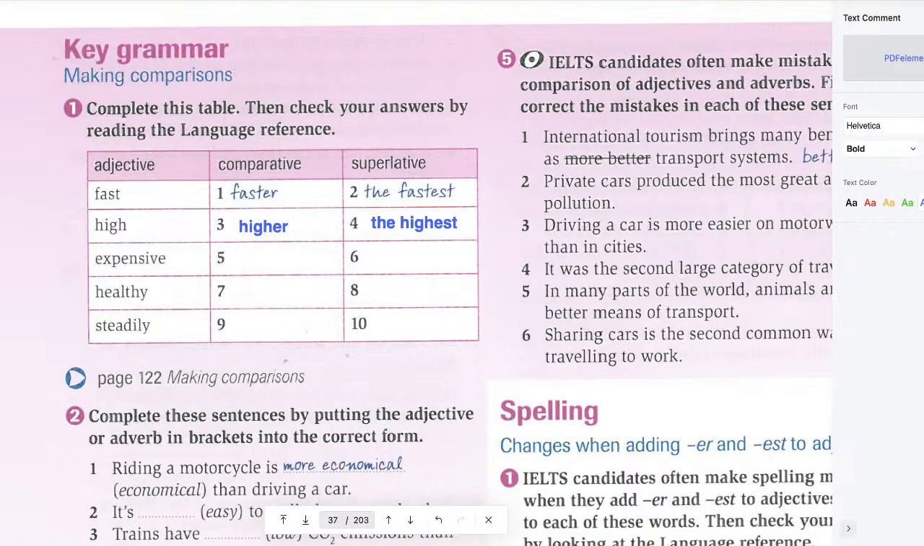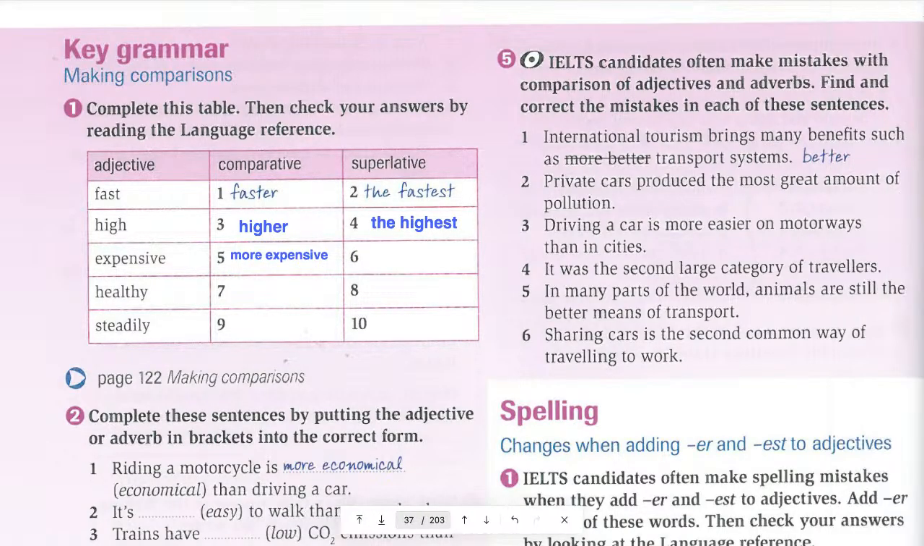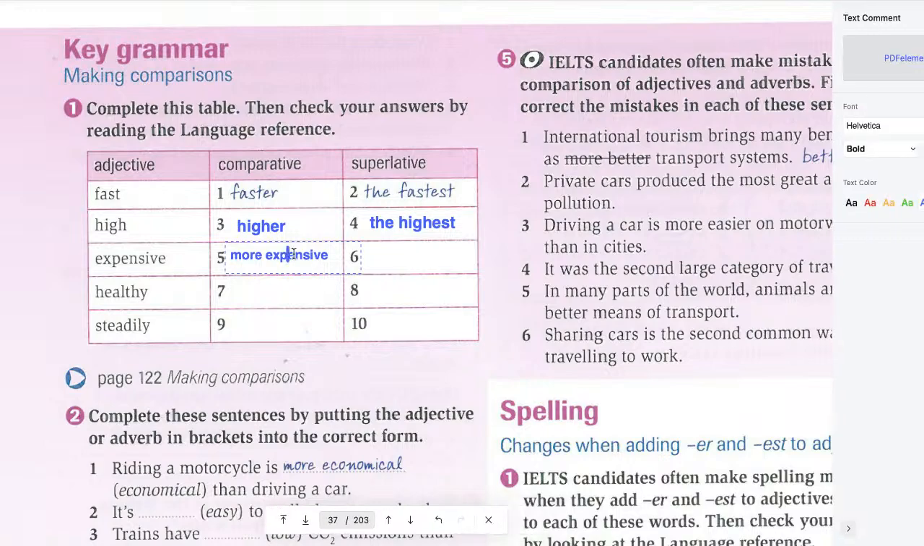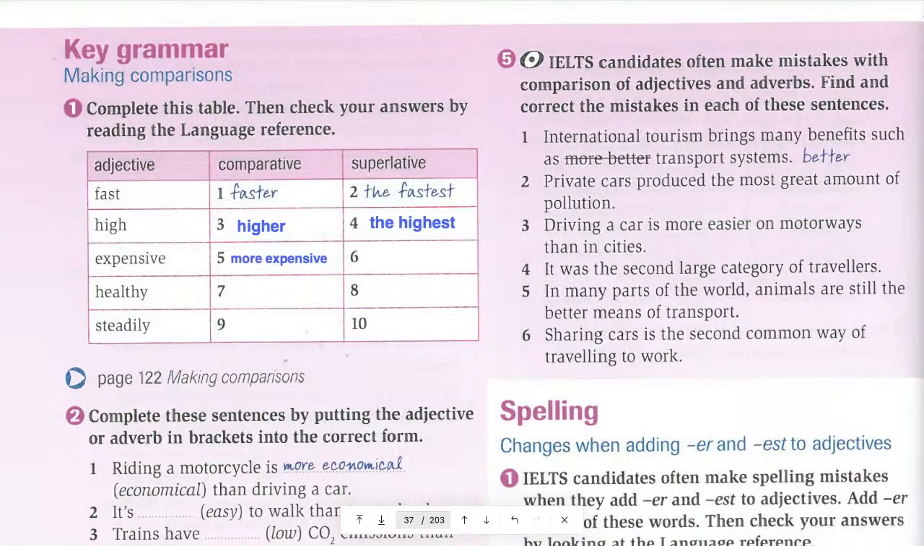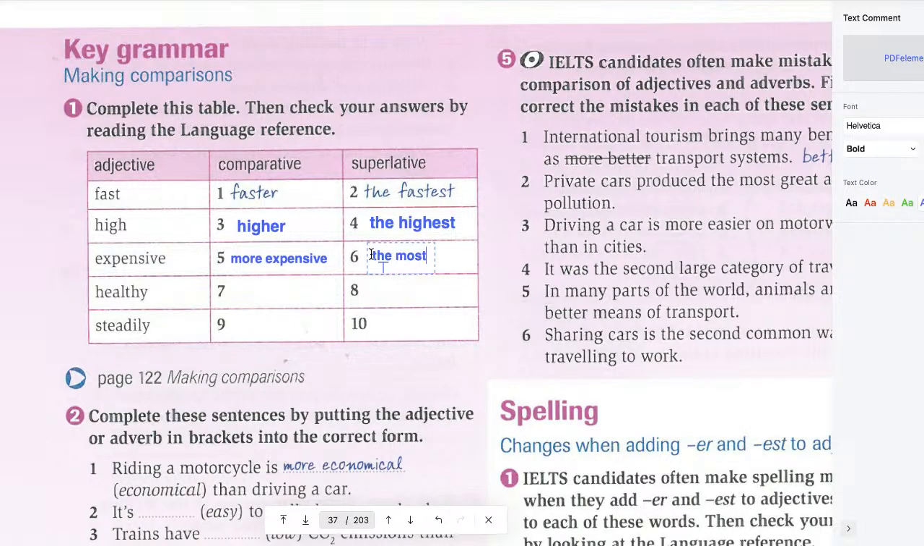How about expensive? Yeah, number 5, more expensive. Okay. Number 5, more expensive. Okay, now number 6. Yeah, you have to write the most expensive. Okay, the most expensive.